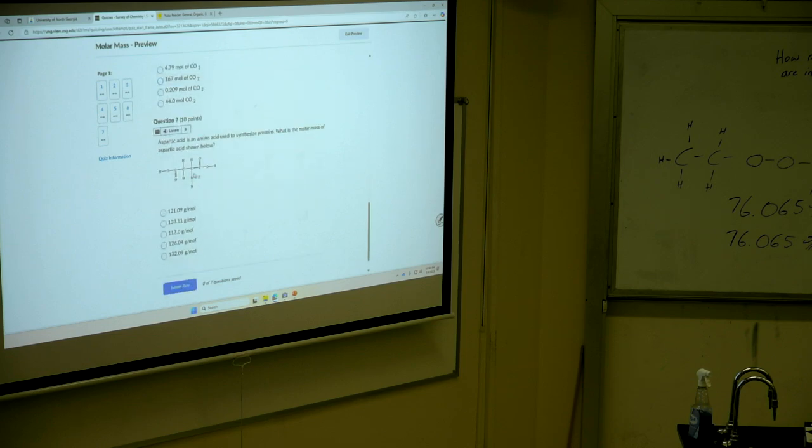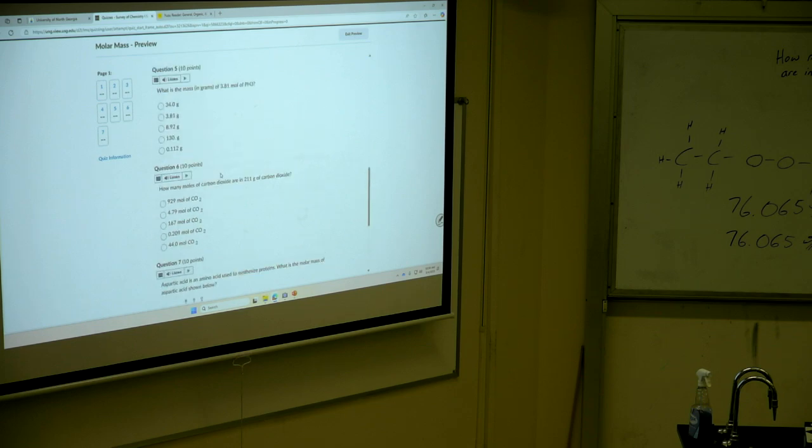This one you just add everything up. So this is going to be 1, 2, 3, 4 carbons. So the formula there is C4, and then next would be H, 1, 2, 3, 4, 5, 6, 7, 8, H8. N, there's only one N, O4. I think y'all can figure that out though.